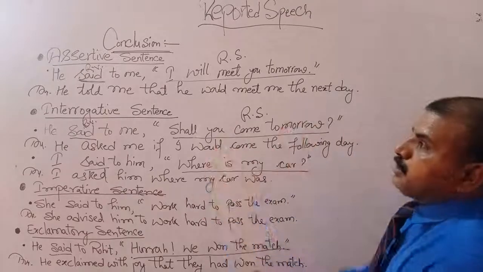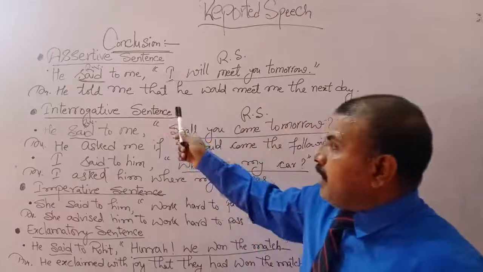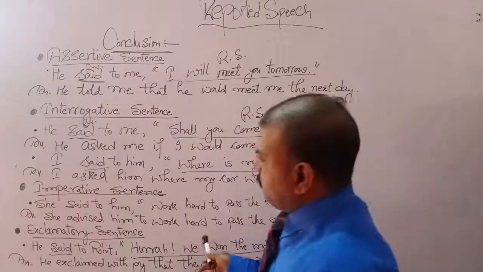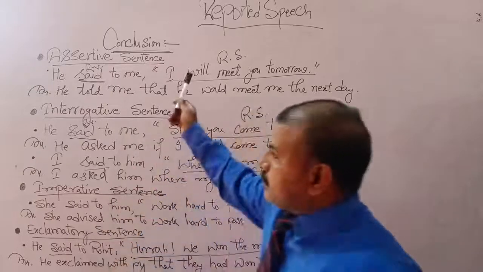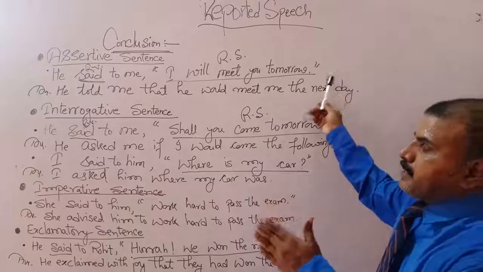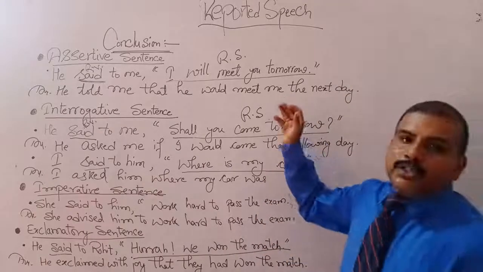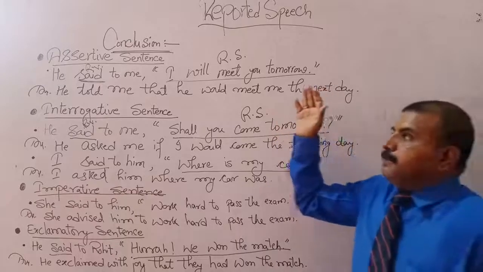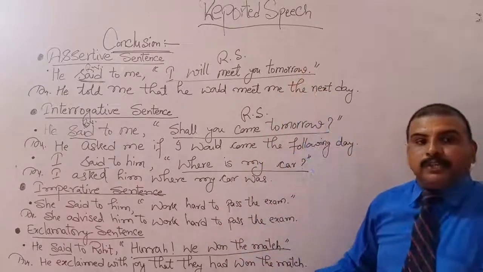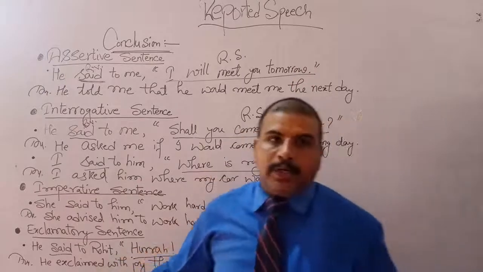So like this, by following steps and rules, for the four kinds of sentences, assertive, interrogative, imperative, and exclamatory, we change from direct speech to indirect speech. Clear? This is all in this video, so practice it. Follow the rules, follow the steps, and by this you are going to learn this. Okay, thank you.